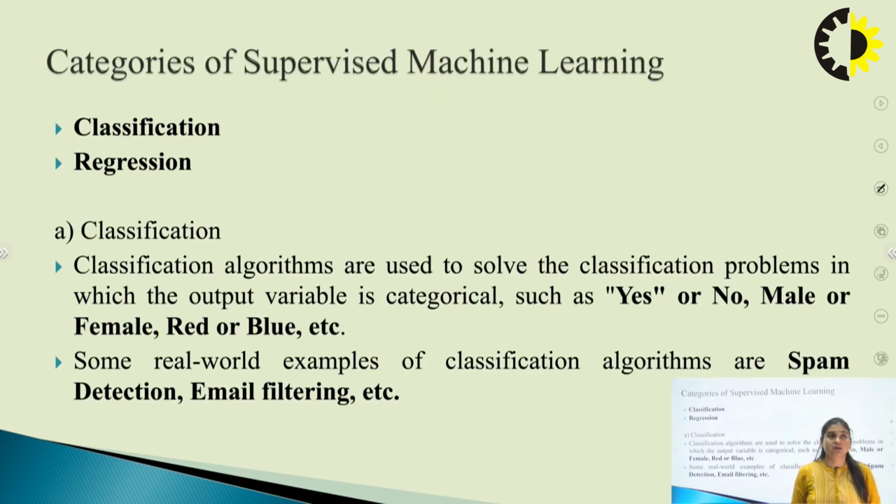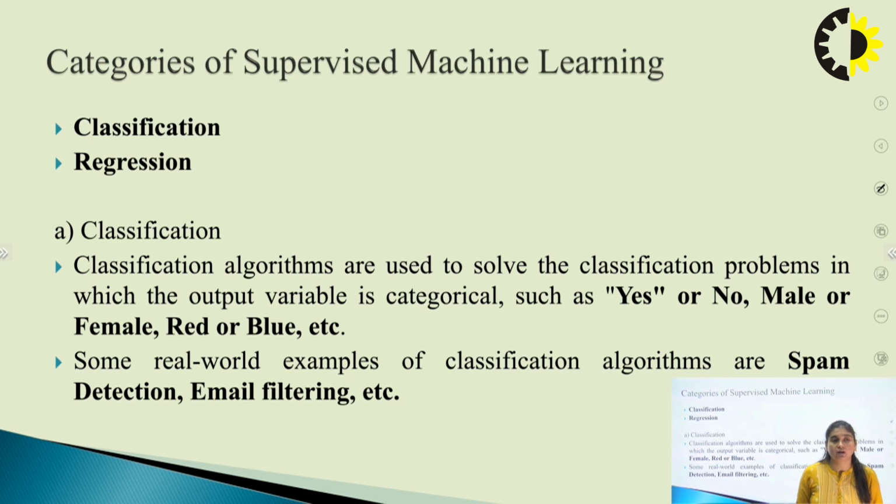Then next thing, we have the categories of supervised machine learning. So further, the supervised machine learning can be divided into two categories. The first one is the classification, and the next is the regression. First we have the classification. So classification algorithms are used to solve the classification problems in which the output variable is categorical. For example, it can be yes or no, true or false, male, female, red or blue. Means there are the categories. It can be 2, it can be 4, it can be 5 categories.